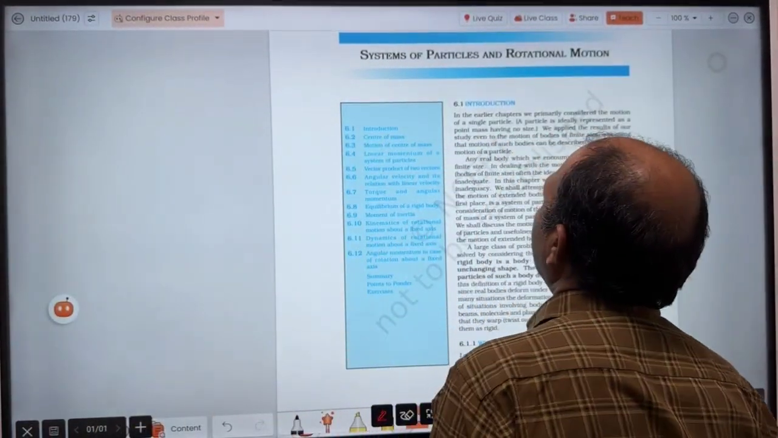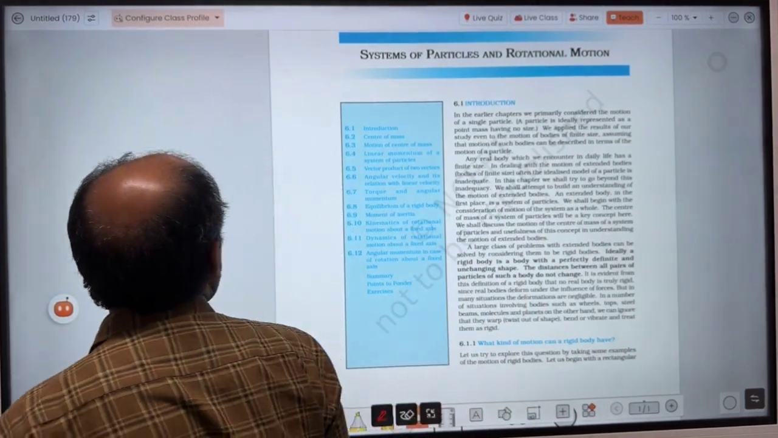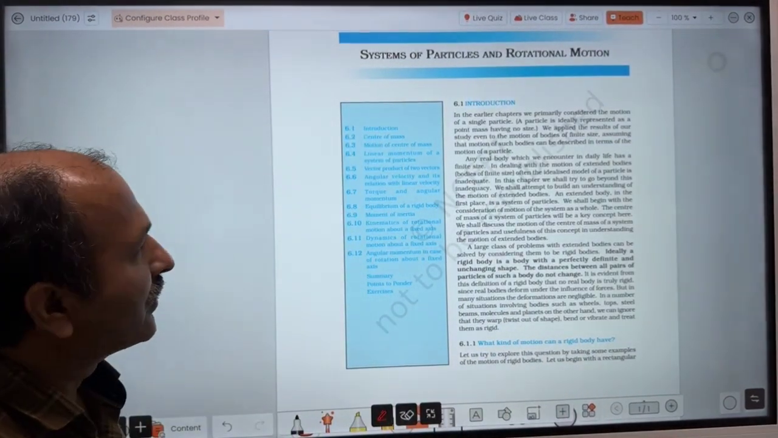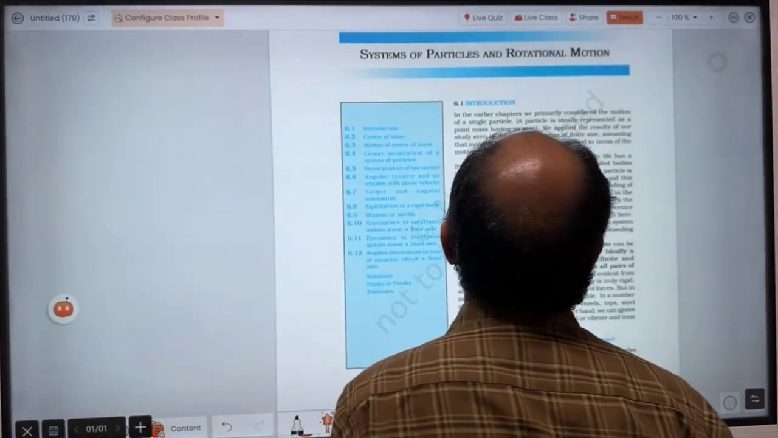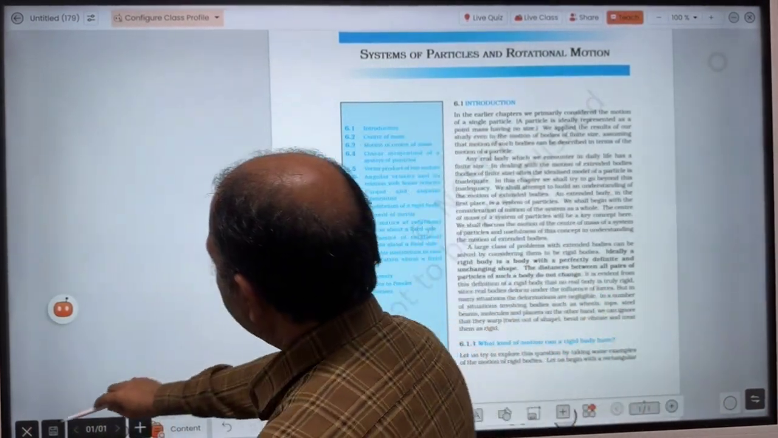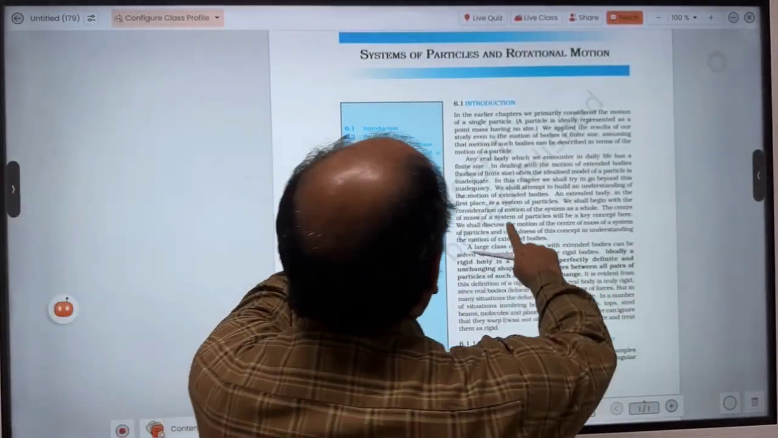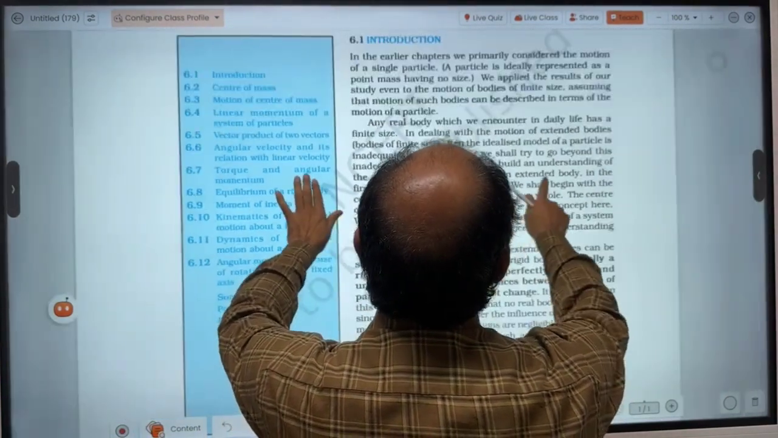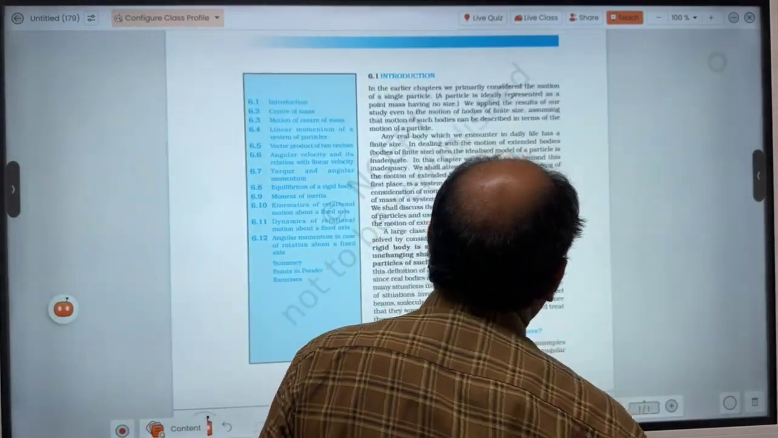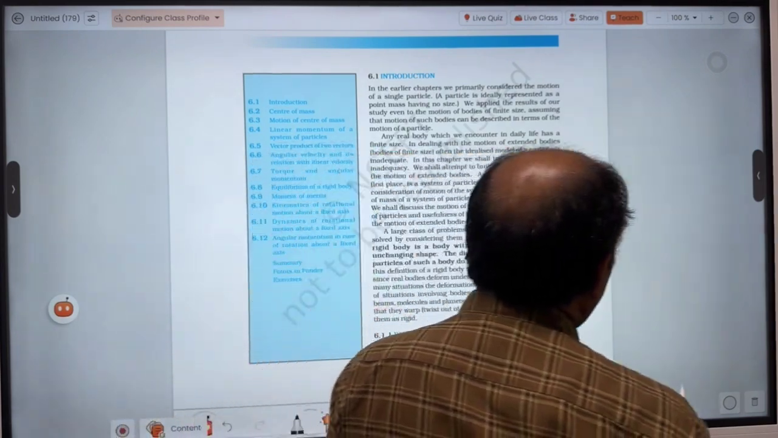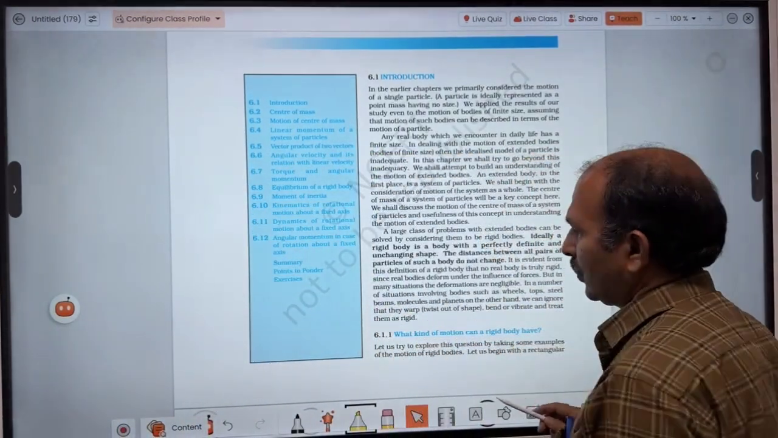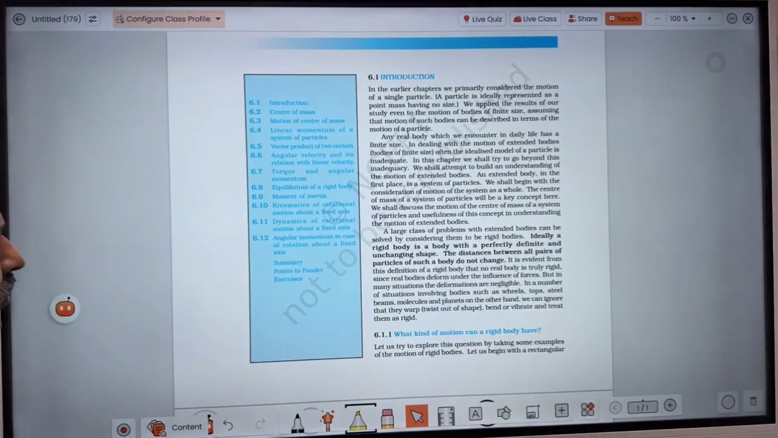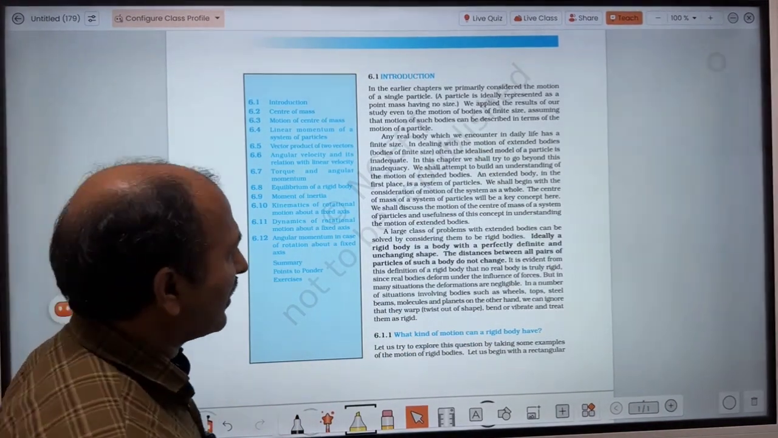Today we are going to start the next chapter of NCERT Physics, Systems of Particles and Rotational Motion. So you know different types of motions. Rotational motion means the body is rotating. Here, in addition to rotational motion, there will be translational motion also. So we will see such situations.